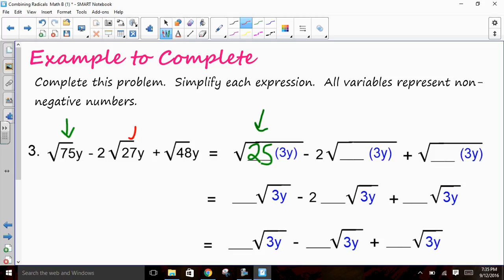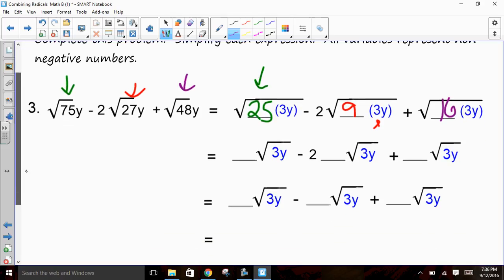The next blank corresponds with my 27. I'm going to try to think what times 3 gives me 27, because it's already telling me it's going to be multiplied by 3. Correctamundo. Should have 9. 9 is a nice perfect square root. Lastly, what times 3 gives me 48? 16. 16 again is also a perfect square.